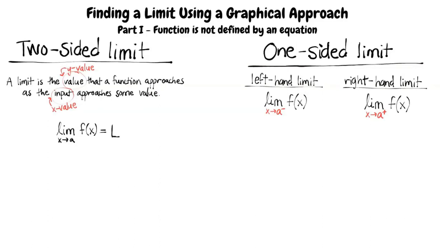The left-hand limit is symbolically denoted by the negative superscript. This denotes the values that are sufficiently close to a and less than a. For left-hand limits, we approach a from the left side of the function.